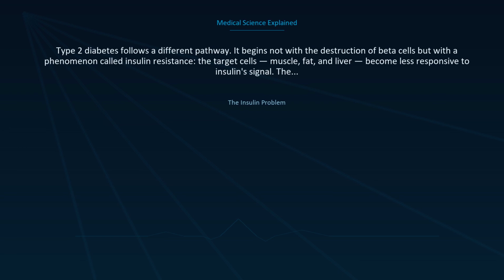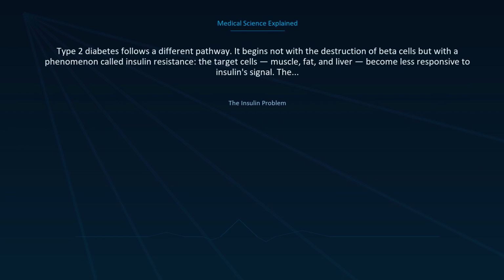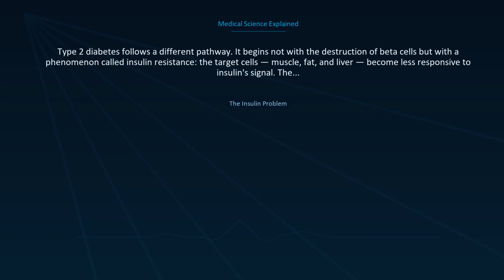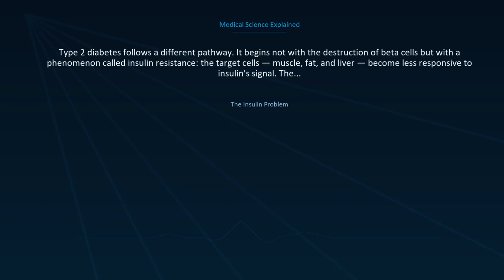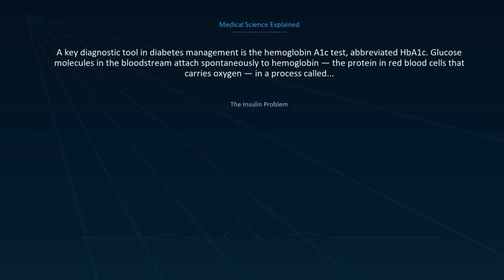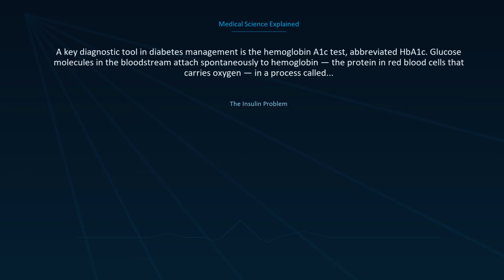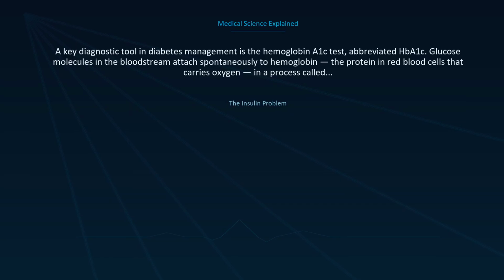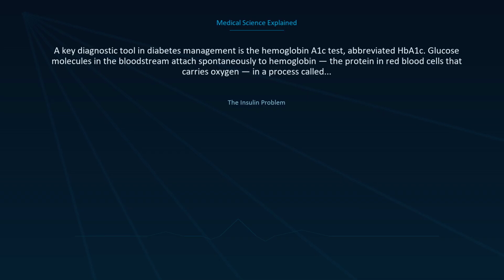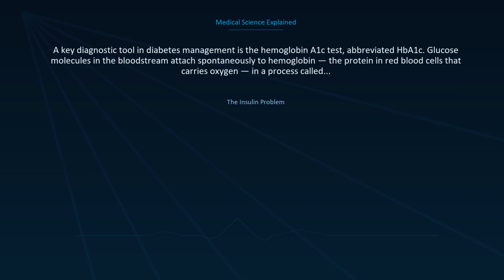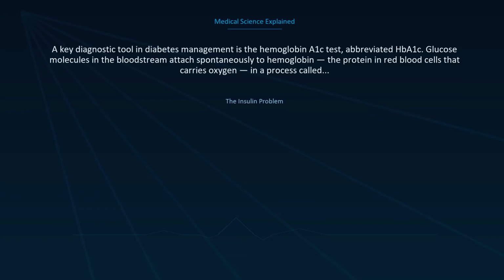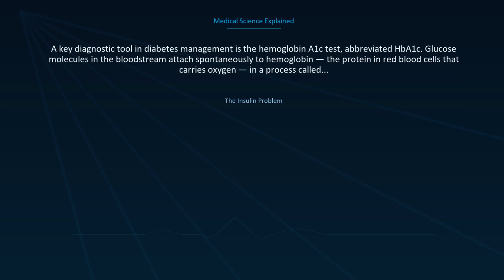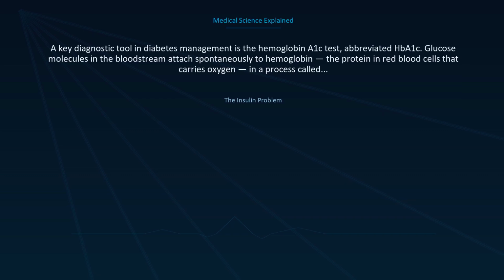A key diagnostic tool in diabetes management is the hemoglobin A1C test, abbreviated HbA1c. Glucose molecules in the bloodstream attach spontaneously to hemoglobin, the protein in red blood cells that carries oxygen, in a process called glycation. The more glucose present over time, the more glycated hemoglobin accumulates. Because red blood cells live approximately 90 to 120 days, the HbA1c level reflects average blood glucose over roughly the past 3 months, providing a picture of glucose control that a single spot measurement cannot.